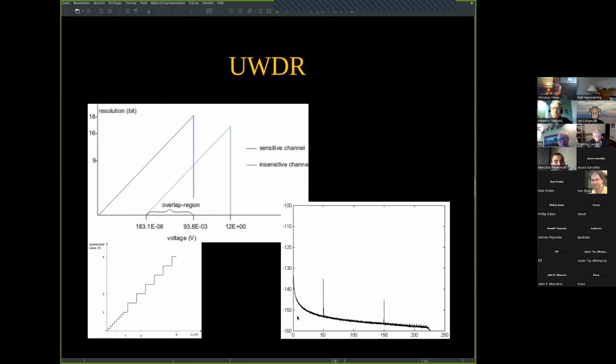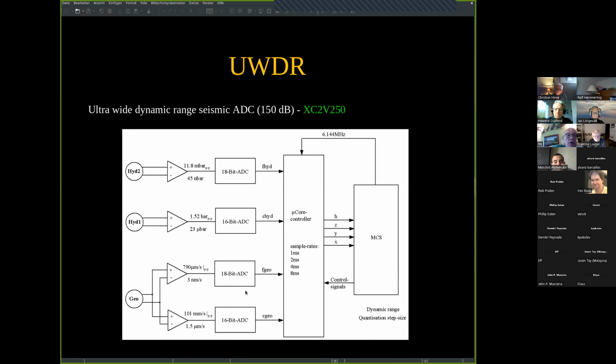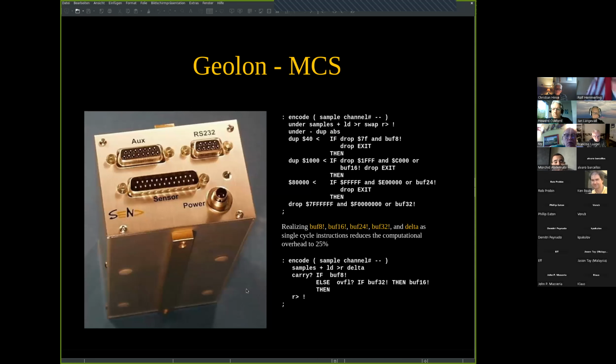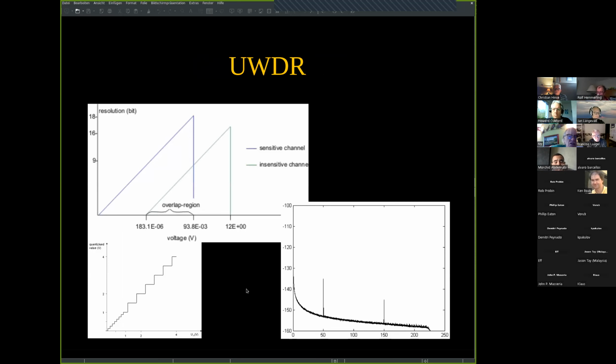which, if you work in an urban environment, there is no way around these noises, but of course, on the ocean bottom, they are not present. So that was an enhancement of the Geo Geon MCS with an extended dynamic range.